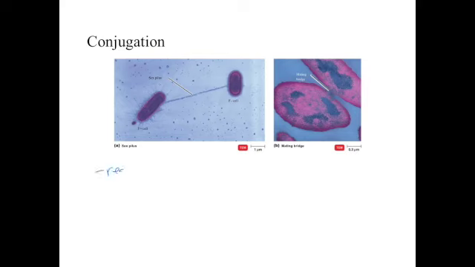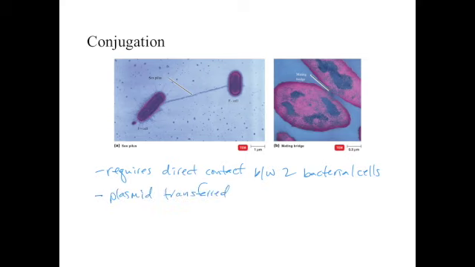Conjugation requires direct contact, and that contact is between two bacterial cells. It involves the transfer of a plasmid, a small circular piece of DNA, and that plasmid is going to be transferred from one cell to the other cell. And it's going to be transferred through what we call a sex pilus. This is basically a hollow tube through which DNA can be transferred.